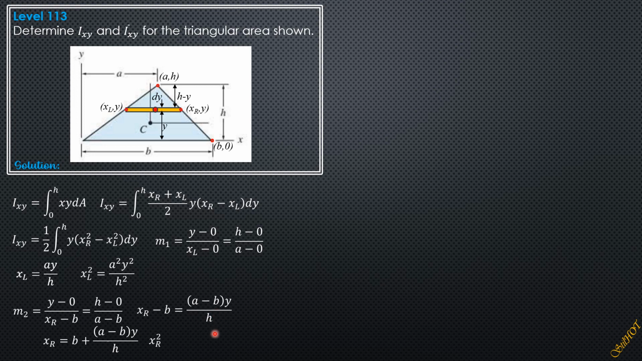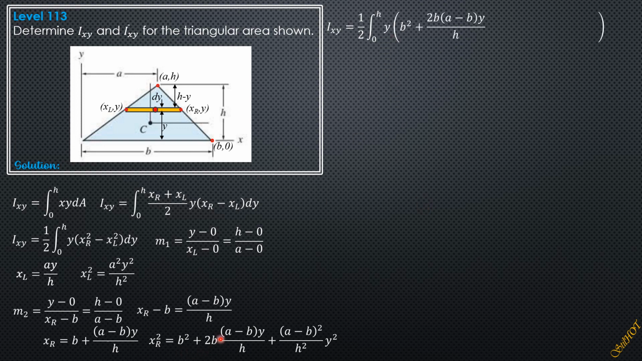Squaring, xr square equals b square plus twice the product 2b quantity a minus b times y over h plus the square of the second term, a minus b square y square over h square. Substitute into this formula here: Ixy equals 1/2 integral from 0 to h of y times b square plus 2b quantity a minus b times y over h plus quantity a minus b square over h square y square, then minus a square y square over h square, dy.